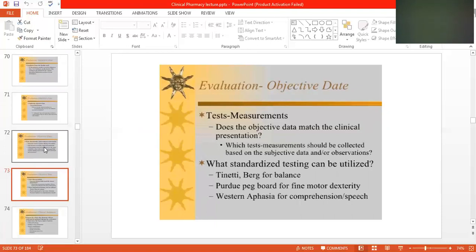Test measurement. Does the objective data match the clinical presentation? Which test measurement should be collected based on the subjective data and on observation? What standard testing can be utilized? Tinetti for balance, Purdue Pegboard for fine motor dexterity, Western Aphasia for comprehension and speech. These are all the treatments given for certain diseases.